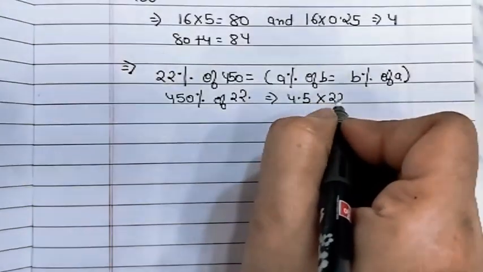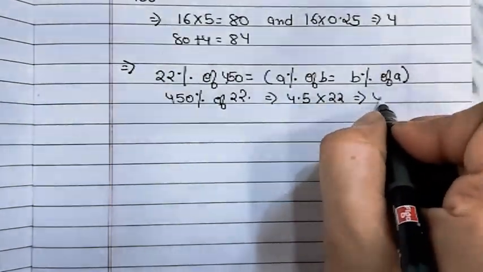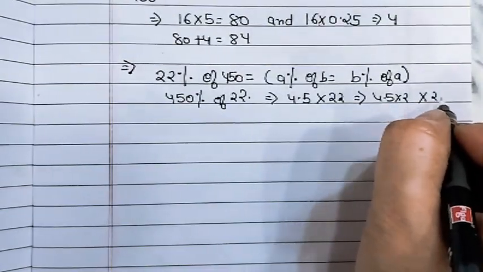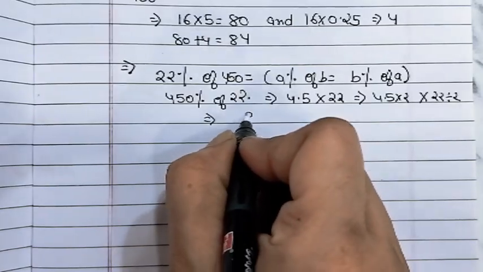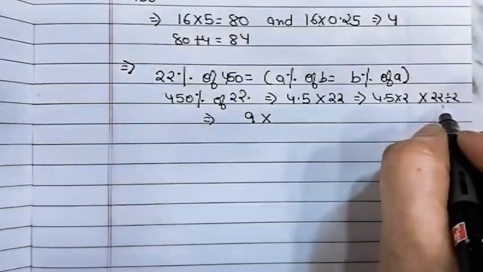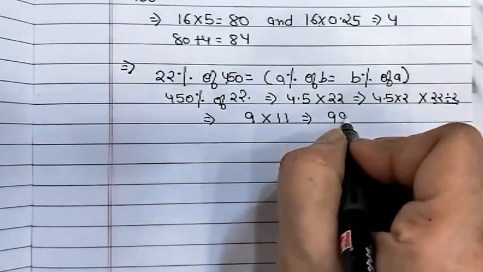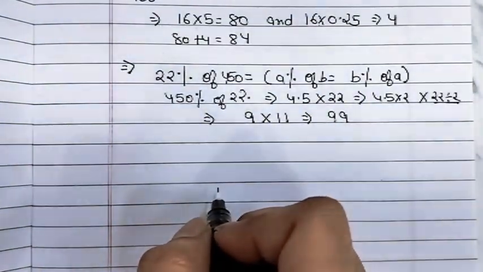So the calculation becomes 4.5 multiplied by 22. Now you can use Vedic maths here. Divide 22 by 2 and multiply 4.5 by 2. So 4.5 multiplied by 2 gives 9, and 22 divided by 2 gives 11. Now easily multiply 9 by 11 to get 99. So now here is the final simplification.